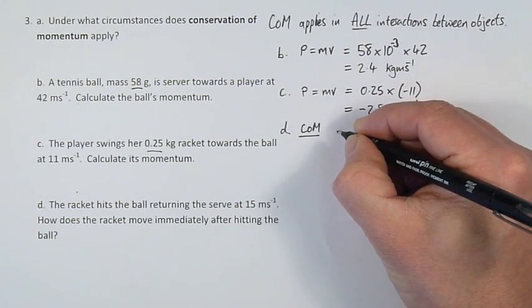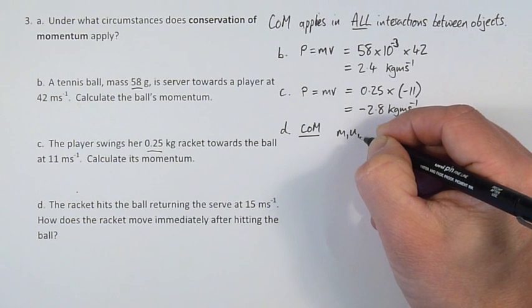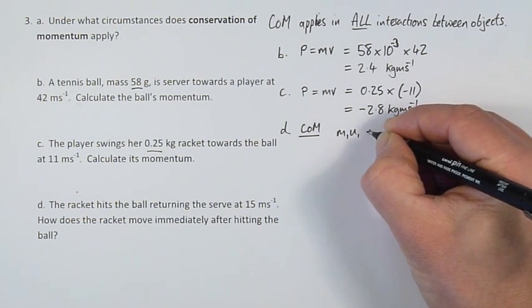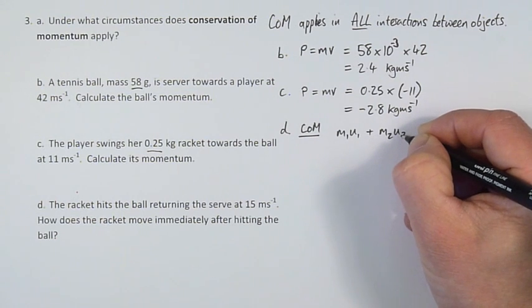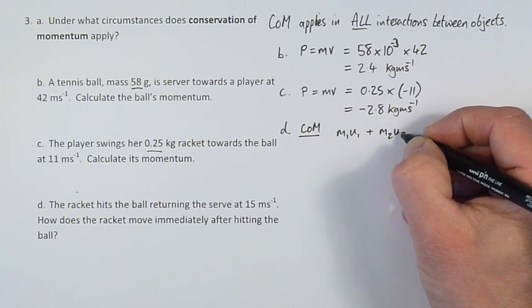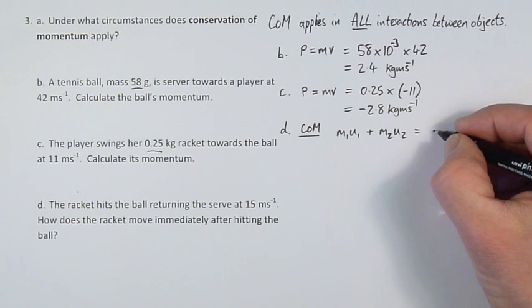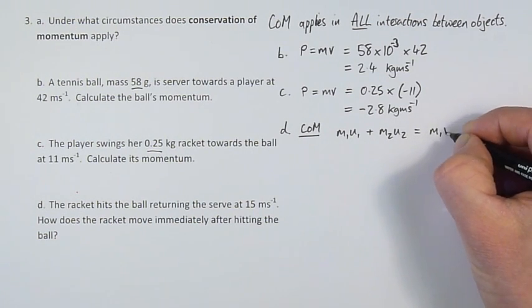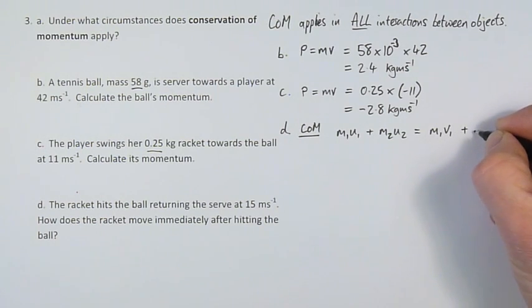the formula. So the formula is that m1u1, that's the initial momentum, plus m2u2, again the initial momentum. I'll call 1 the ball and 2 the racket. And conservation of momentum means that that is equal to m1v1, the final momentum of the ball, plus m2v2, the final momentum of the racket.